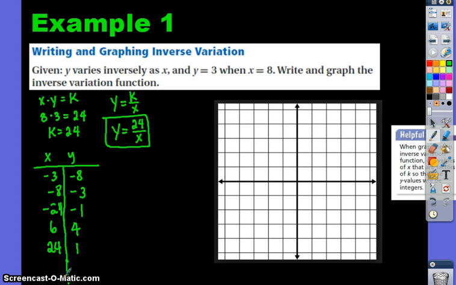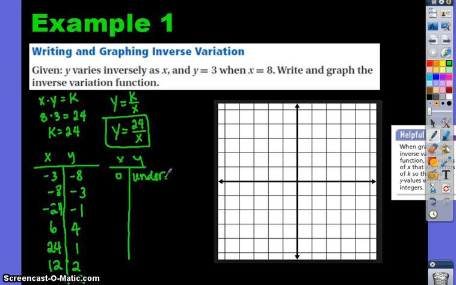Let's just do a couple more. When I plug in 12, I would get back out a 2. When I plug in -12, I would get back out a -2. Also important to note, watch what happens when I plug in 0. If I plug 0 into this, 24 divided by 0 is undefined. So we can't have that one.